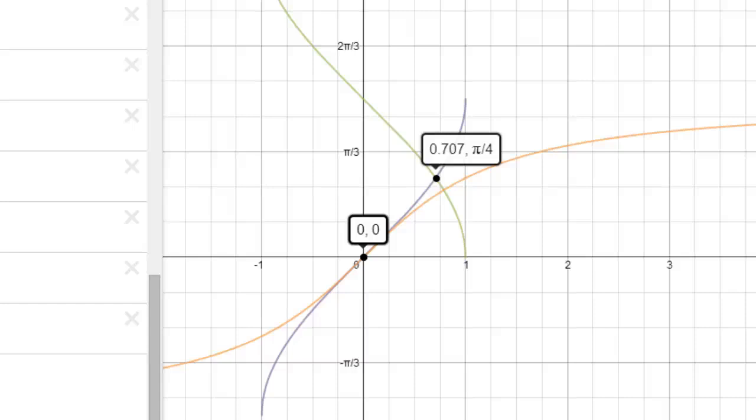All right, and remember, if you're looking for points of intersection, graph the two on Desmos and see where their intersection is and see what to do with it, okay?